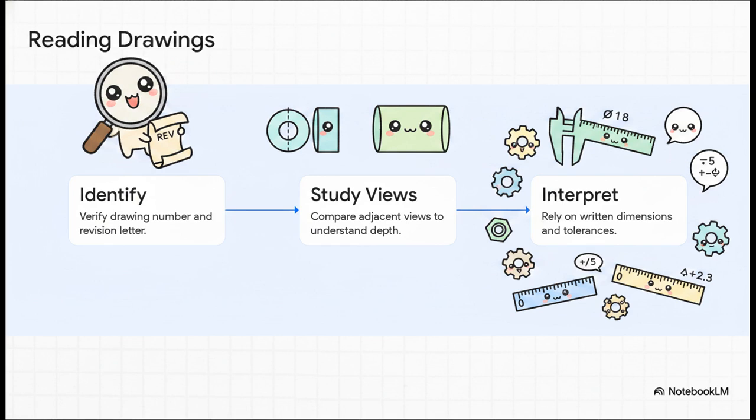Like a simple circle on a page. Well, that might be a recessed hole or it could be a protruding boss. You just won't know for sure until you check the side view. And then, step 3. You must interpret the written dimensions and tolerances. No relying on your own visual measurements here.